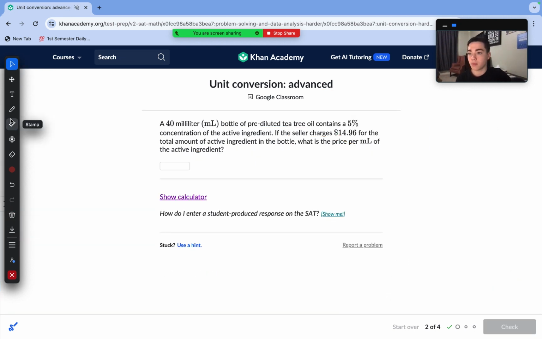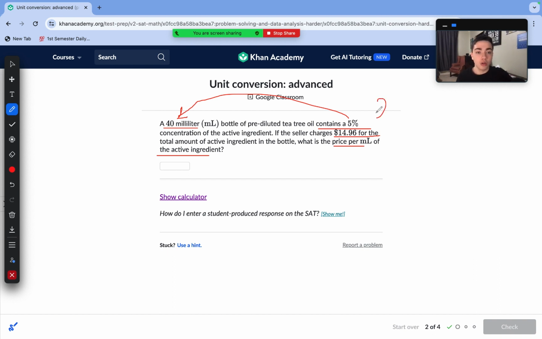A 40 milliliter bottle of pre-diluted tea tree oil contains a 5% concentration of the active ingredient. If the seller charges $14.96 for the total amount of active ingredient in the bottle, what is the price per milliliter of active ingredient? So first we need to find out exactly how many milliliters of that active ingredient are there in this bottle. So if this bottle is 5% active ingredient, we need to multiply 40 by 0.05, converting that percent into a decimal. So 40 times 0.05 is 2.